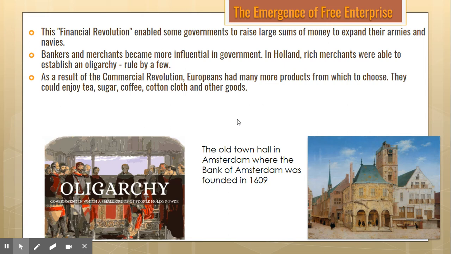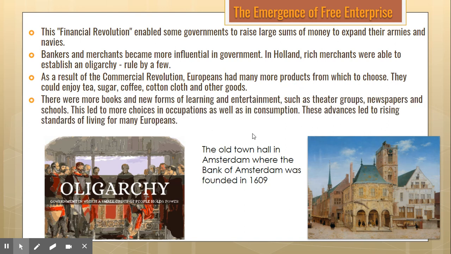As a result of the commercial revolution, Europeans had many more products from which to choose. They could enjoy tea, sugar, coffee, cotton, and other goods for the first time ever. So there were more books and new forms of learning and entertainment, such as theater groups. Okay, so this is like during the time of Shakespeare. There's newspapers and there's schools. So people actually have money to spend on these different things for the first time. This led to more choices in occupations and jobs, as well as consumption.